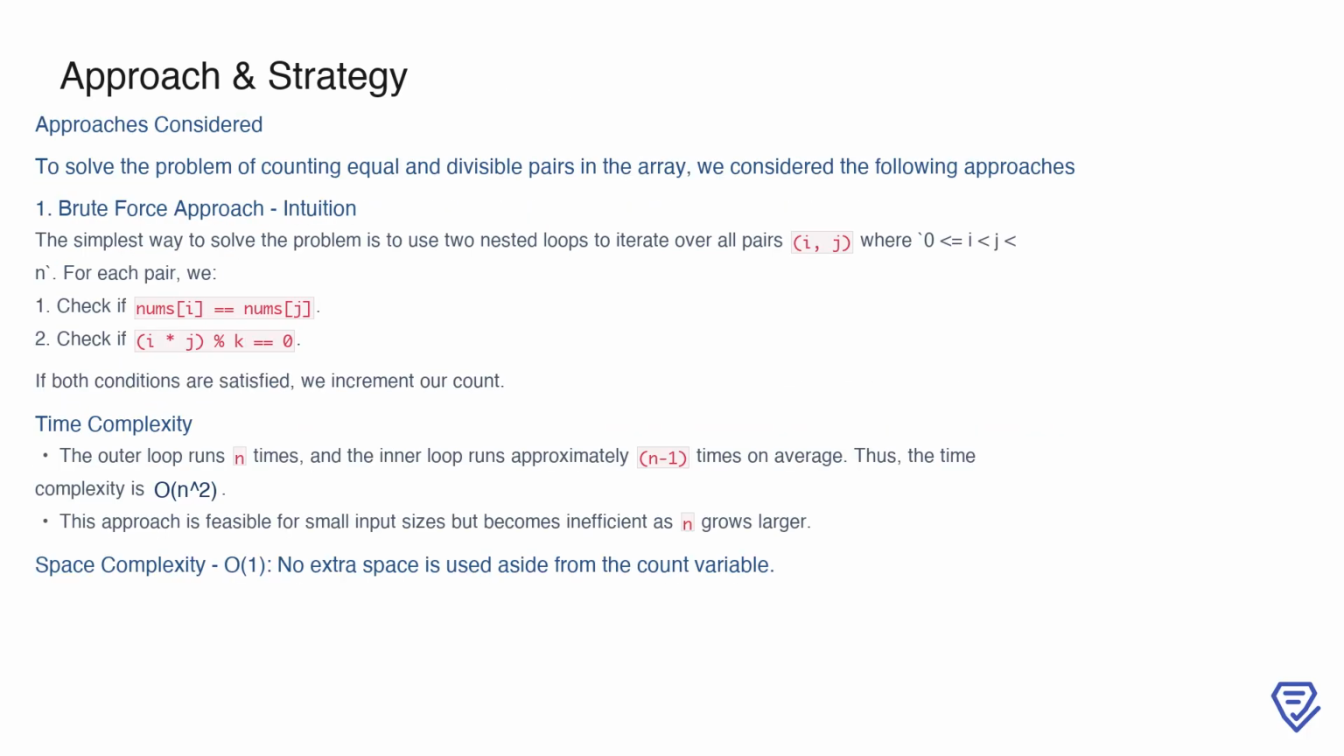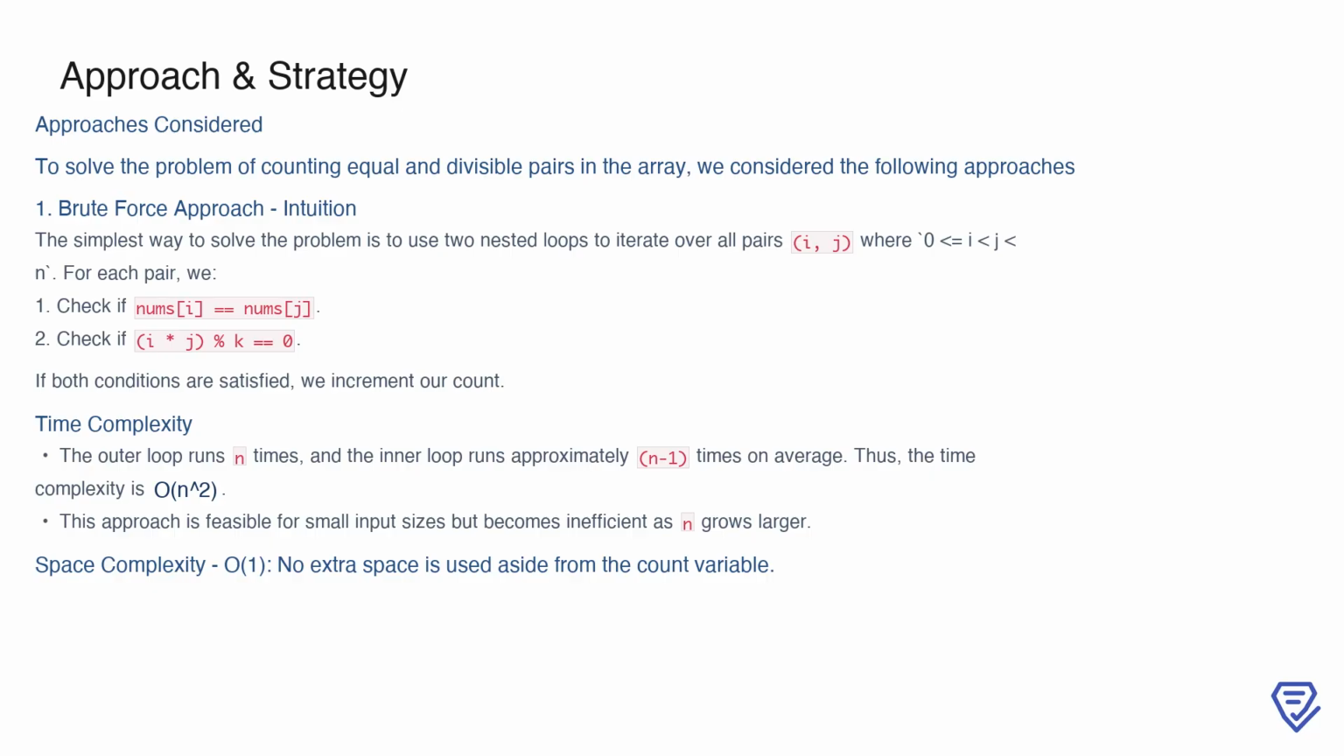To tackle the problem of counting equal and divisible pairs in an array, we can start with a straightforward brute force approach. This involves using two nested loops to iterate through all possible pairs of indices i, j, in the array, where i is less than j. For each pair, we check two conditions.